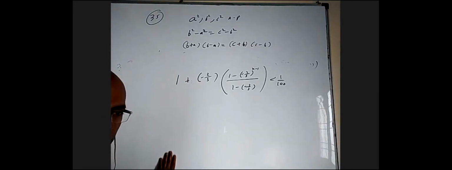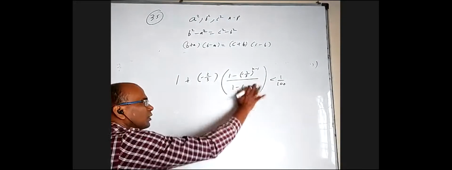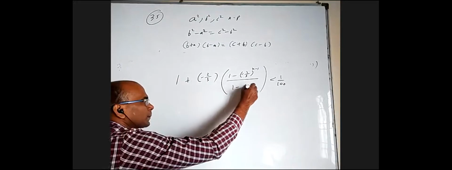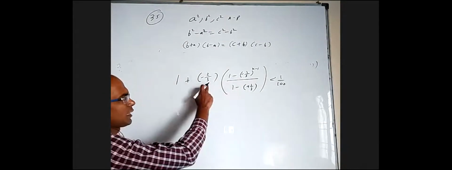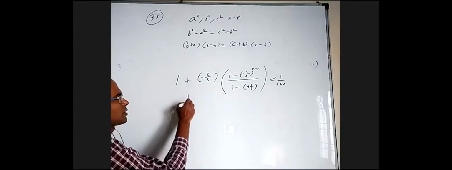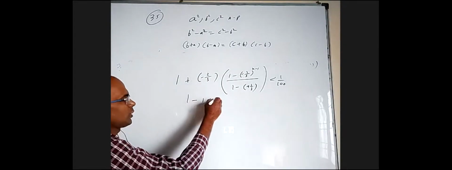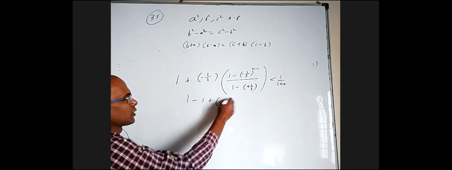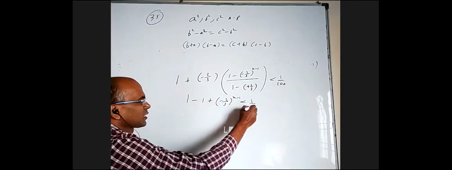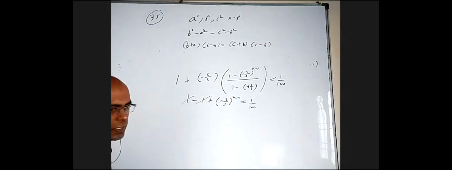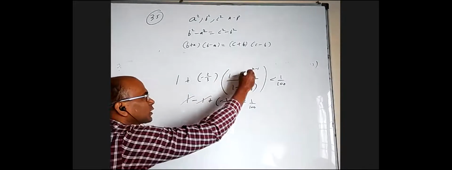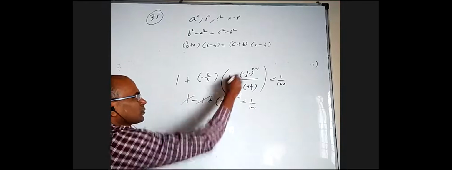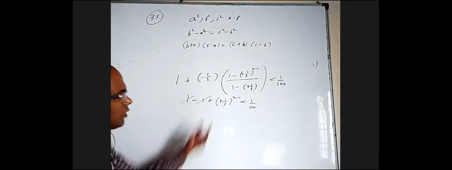What happened? R is 1 by 3. Yes, thank you. The common ratio is plus 1 by 3. So 1 minus 1 by 3 is 2 by 3. This 2 by 3 will cancel. I'll get 1 minus 1 plus, minus 2 by 3 whole power n minus 1 is less than 1 by 100. This 1 and that 1 will also cancel. 1 by 3 power n minus 1, yeah, this one. Thank you. Plus 1. Okay, now it is simple.